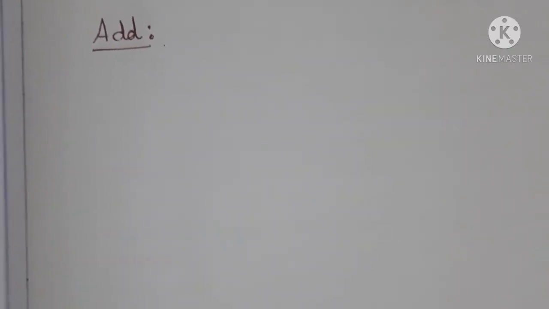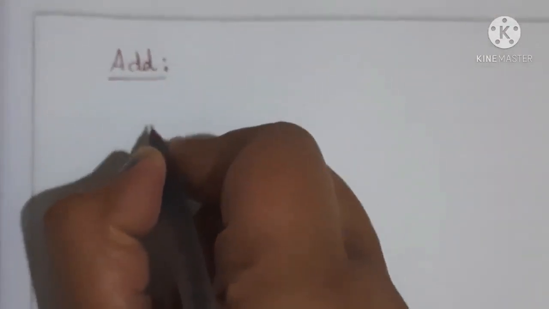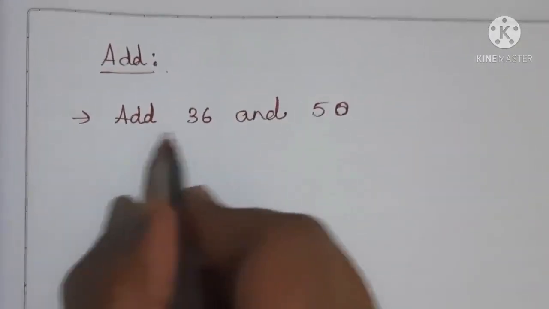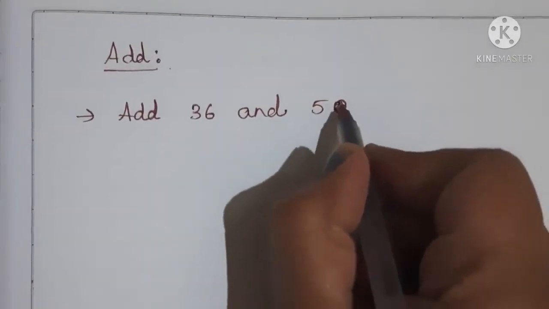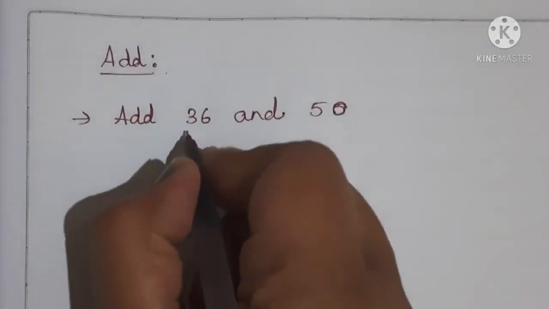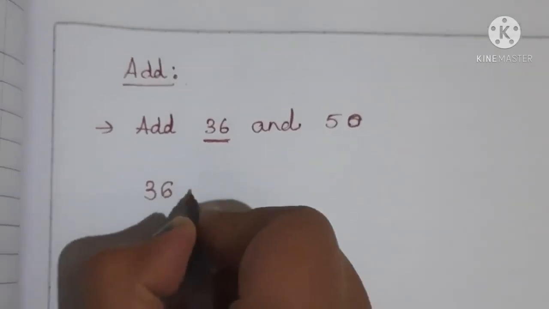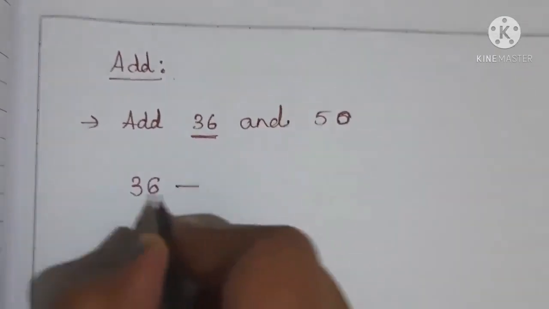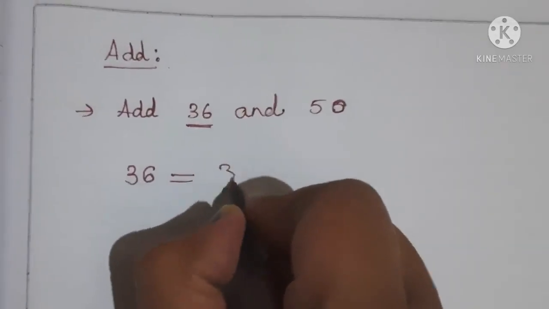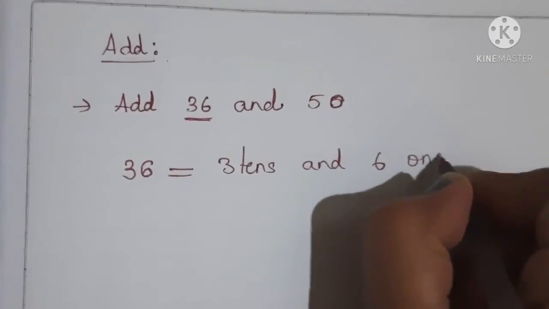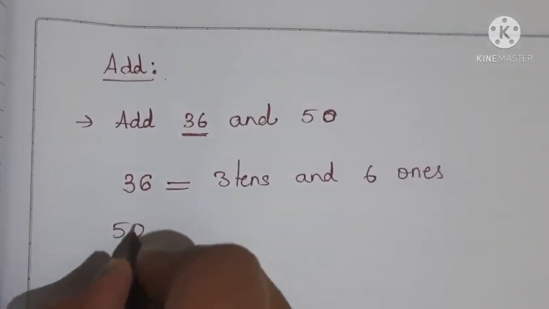Children, you already know how to do addition with one digit number. Now let us practice adding two digit numbers. For example, add 36 and 50. How we are going to write? Before doing addition, let us write 36 in tens and ones. So 3 tens and 6 ones. Right. Tell me about 50.